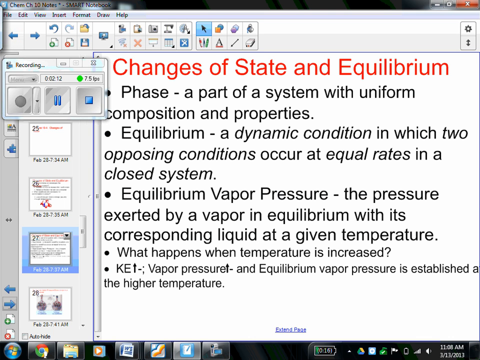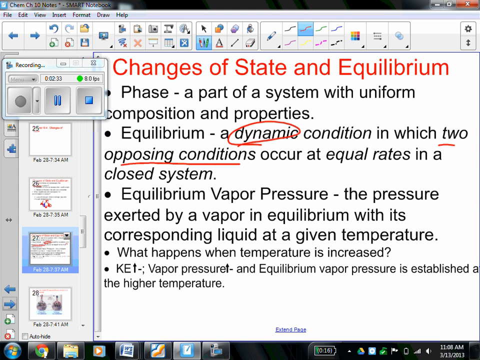All right, so a phase is a part of a system with uniform composition and properties. So we're talking about the gas phase, or the liquid phase, or the solid phase. And equilibrium is a dynamic condition. So dynamic means it's constantly moving, it's constantly becoming something, it's in a state of flux. And here I have two opposing conditions. These opposing conditions could be condensation versus evaporation. So they're opposing each other at equal rates in a closed system. So I got to put a cap on it. That's a closed system, and they're occurring at the same rate. One is happening at the same rate as the other.